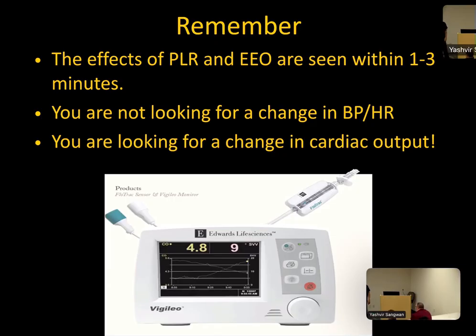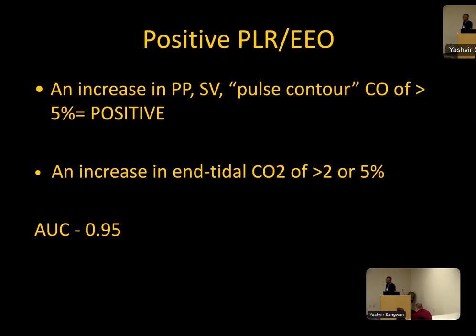And if you have somebody hooked onto an arterial line monitor, arterial wave analysis, you are looking for a few things. An increase in pulse pressure, an increase in stroke volume, a decrease in pulse pressure variation, a decrease in stroke volume variation, or pulse contour, whatever the cardiac output was. If any of this changes 5%, why 5%? Because you are giving a very small bolus, okay?